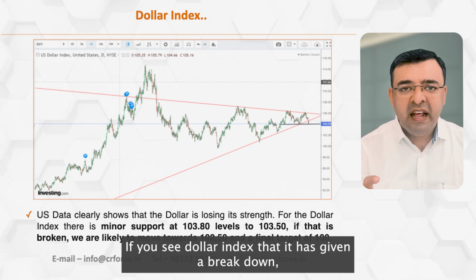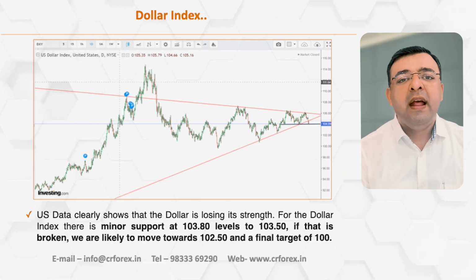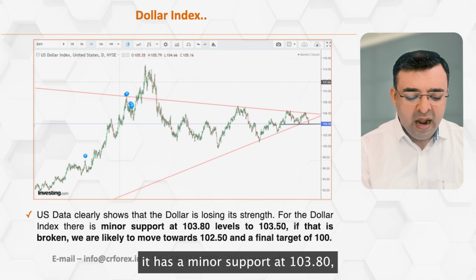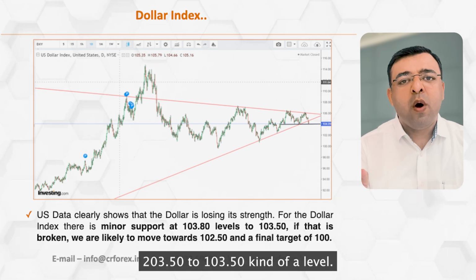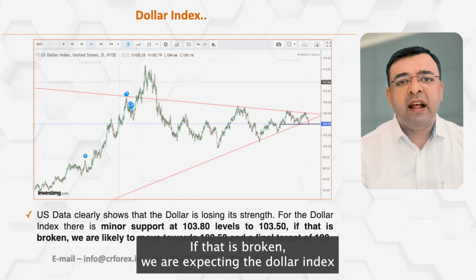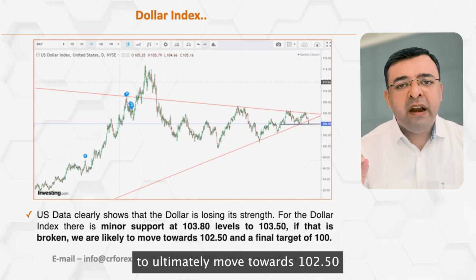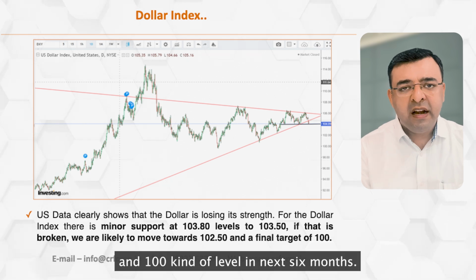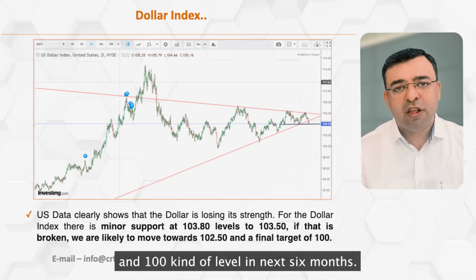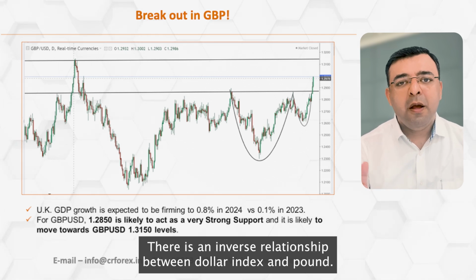If you see the dollar index chart, it has given a breakdown. It has a minor support at the 103.80 to 103.50 kind of level. If that is broken, we are expecting the dollar index to ultimately move towards 102.50 and 100 kind of level in the next 6 months. There is an inverse relationship between the dollar index and the pound.